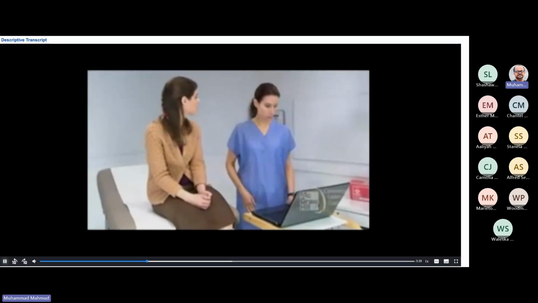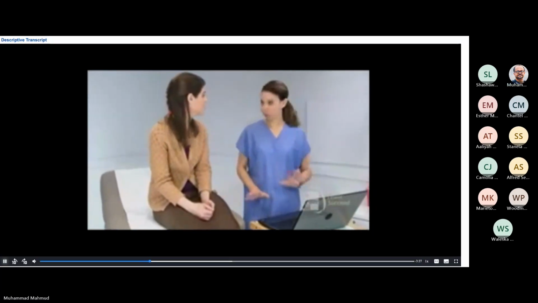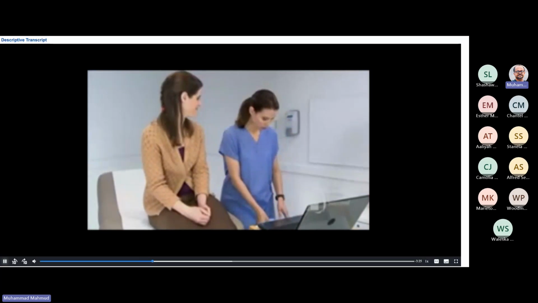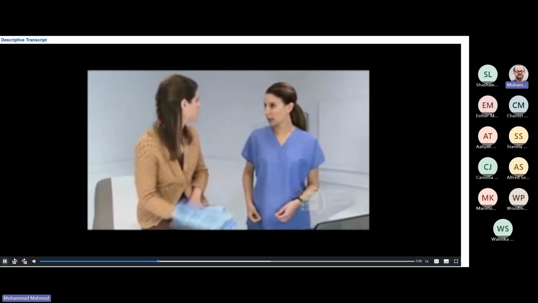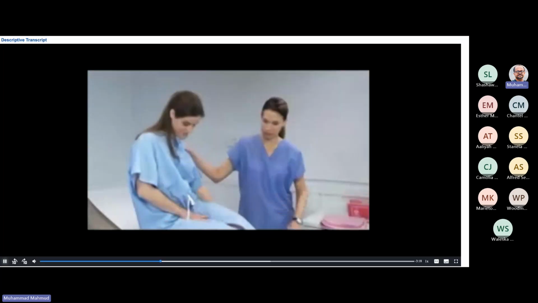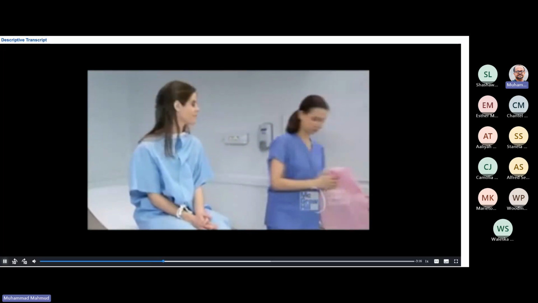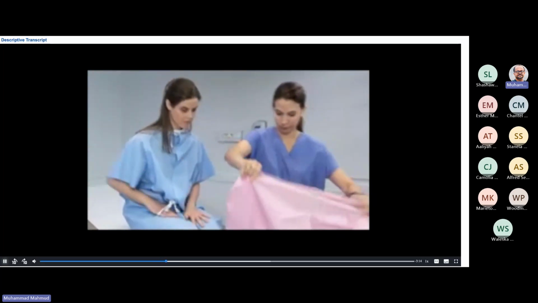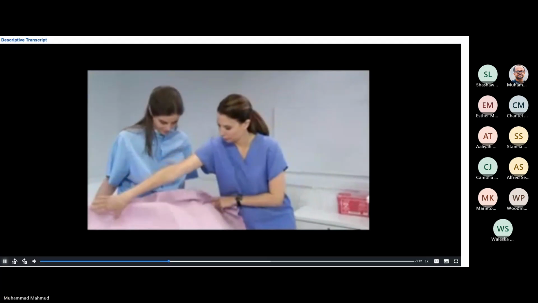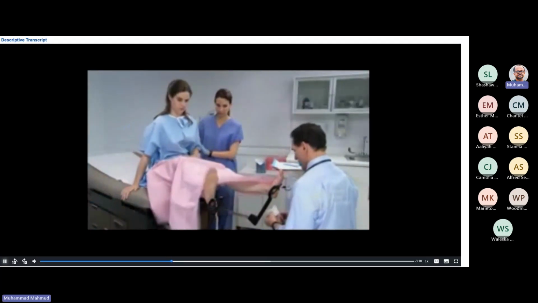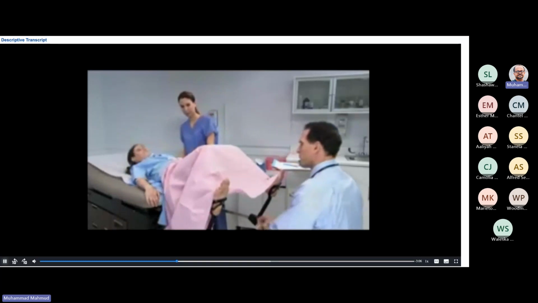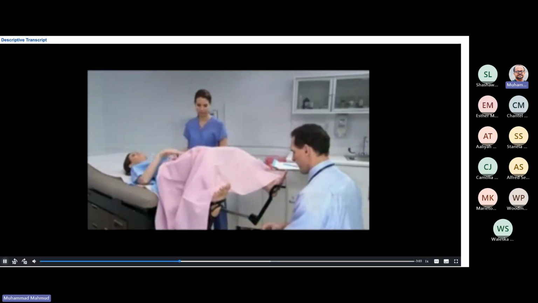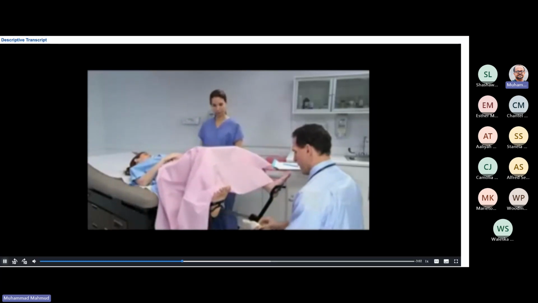Identify the patient and explain the procedure. The patient should remove all clothing, including underwear, and put the gown on with the opening in the front. Ask the patient to sit on the edge of the examining table with the drape until the physician arrives. When the physician is ready, have the patient place her feet into the stirrups and move her buttocks to the edge of the table. This is the lithotomy position.